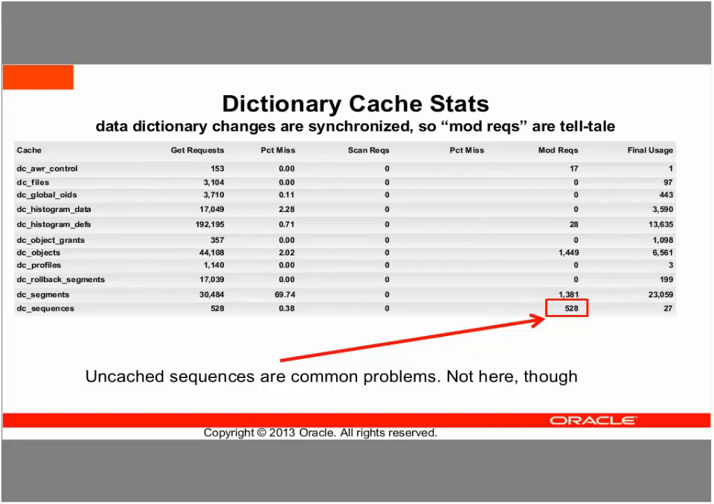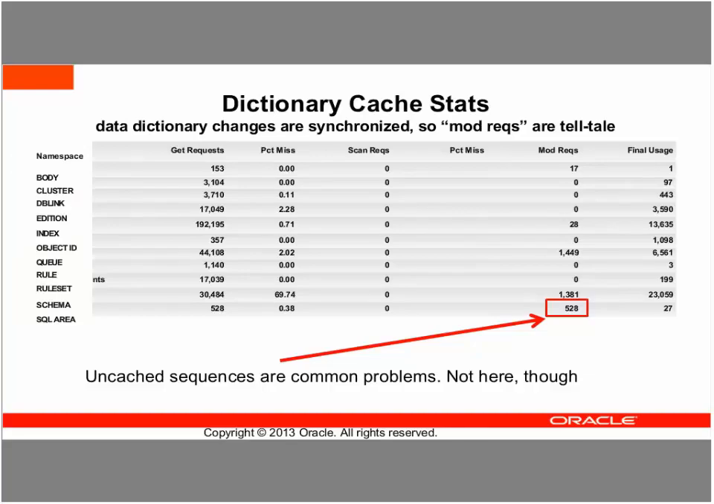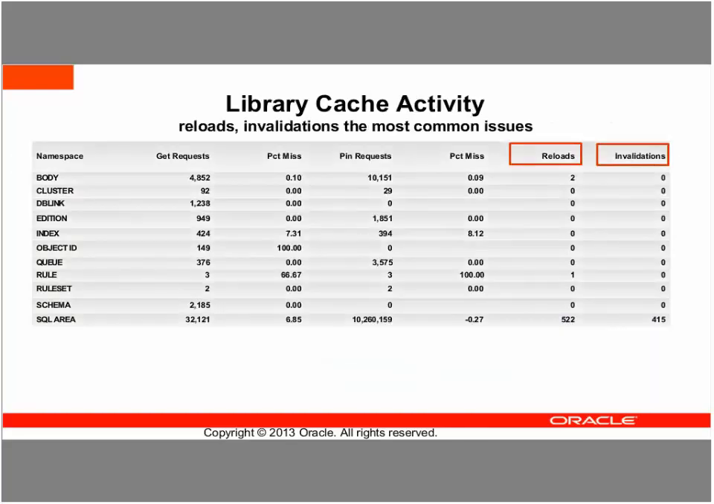In the case of sequences, the most common dictionary object to have problems, you can alleviate that by caching sequences, and sometimes that's appropriate. Very often it's appropriate for your database, but this is where you look, at modification requests as opposed to reads and so forth.